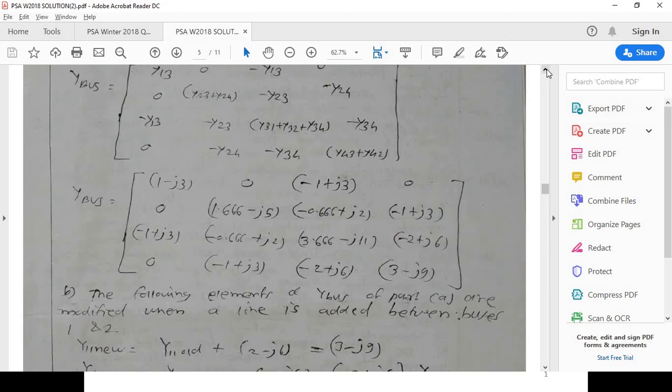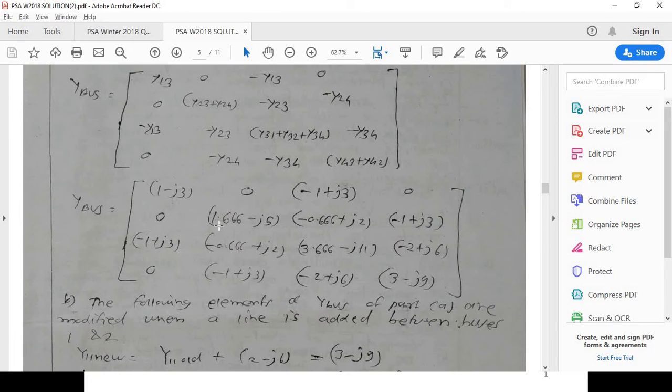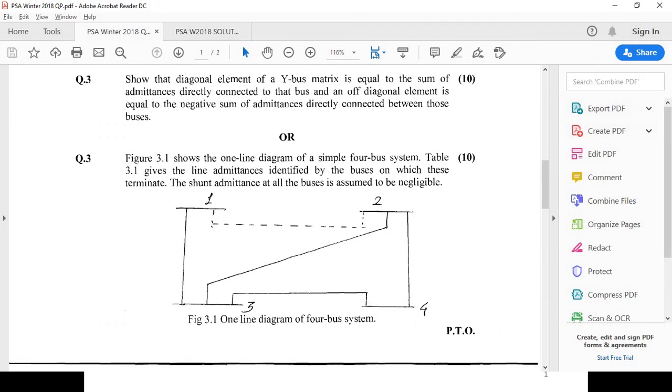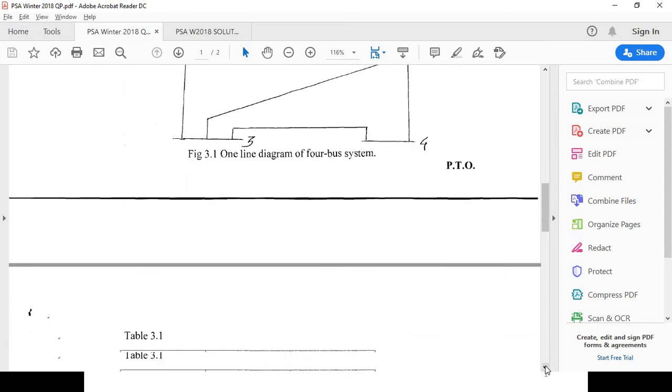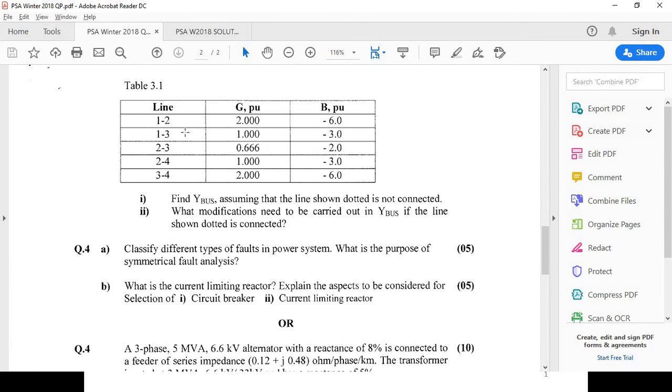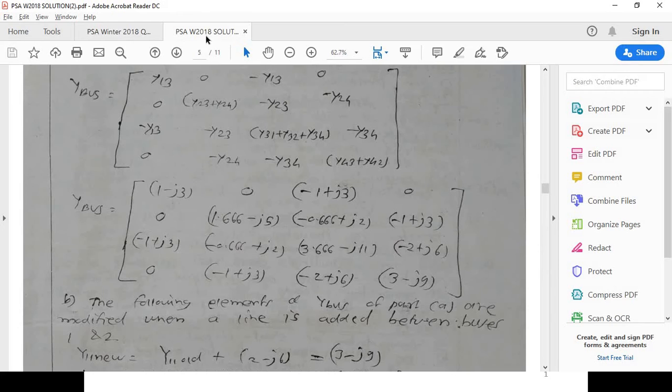Now you have the admittance values from the table. We had already discussed how to calculate the admittance values from the table. Y is equal to G plus minus JB. So y12 is nothing but 2 minus J6, y13 is 1 minus J3, y23 is 0.666 minus J2, y24 is 1 minus J3, y34 is equal to 2 minus J6. So you have to just put all the values here, and from that you will get y11 equal to 1 minus J3, y12 0, y13 minus 1 plus J3, y14 0.